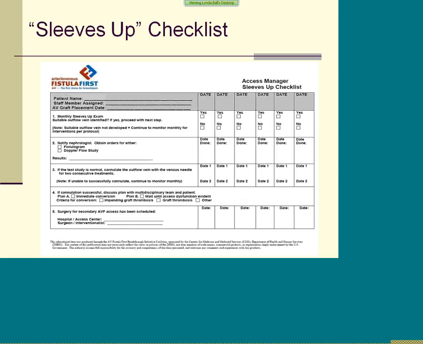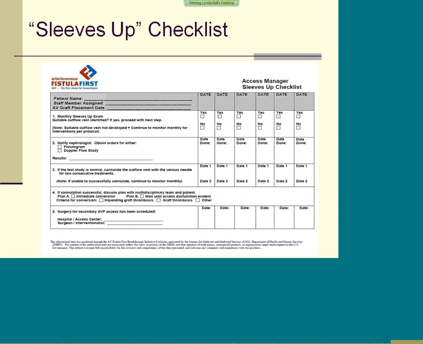And so here's a nice checklist, and if you look at this, there's the patient's name, who's going to be in charge, who's assigned to monitor this patient, and then what date was their graft originally put in, because that's kind of important to know. And then if you do the sleeves up and they don't have one of those good outflow veins, you put the date and you check no. And that's all you do for that month.